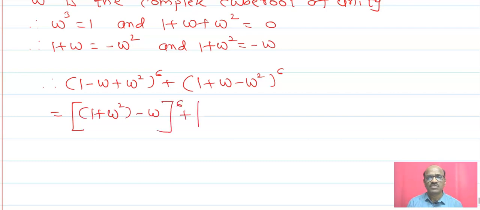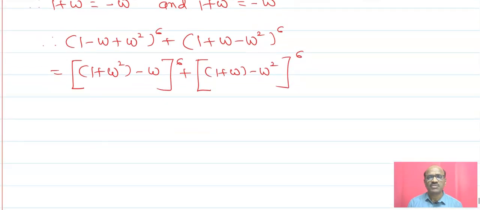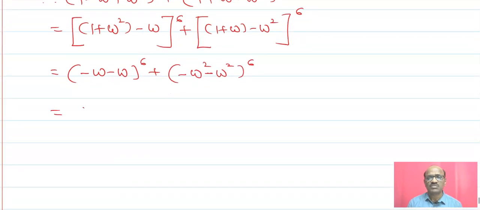One plus omega square minus omega, bracket is to 6, plus, in bracket, 1 plus omega minus omega square, bracket is to 6. Therefore minus omega is to 6 and minus omega square, that is omega, is to 6. Now very simple, minus 2 omega bracket is to 6 and minus 2 omega square bracket is to 6.